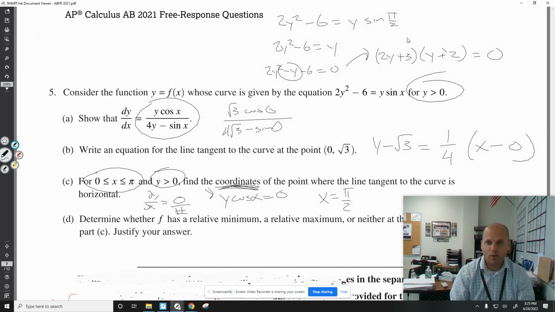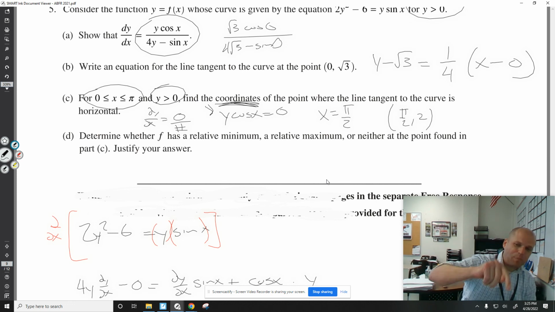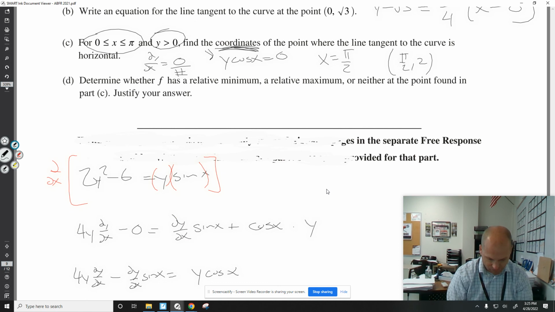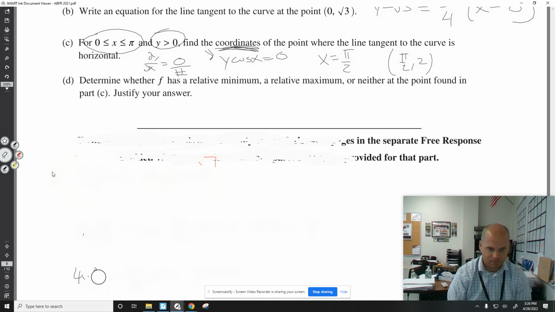Anyways, we figured that out, which tells me that my y coordinate is -3/2 and +2. Since my y's are positive, my y is only 2. So my point is pi over 2, comma 2. Okay? So they made that a little tougher. And then part D comes around. Determine whether f has a relative min or relative max or neither at a point found in part C.